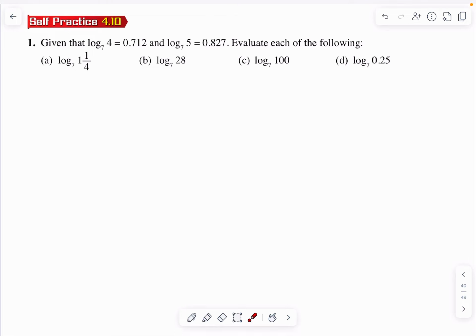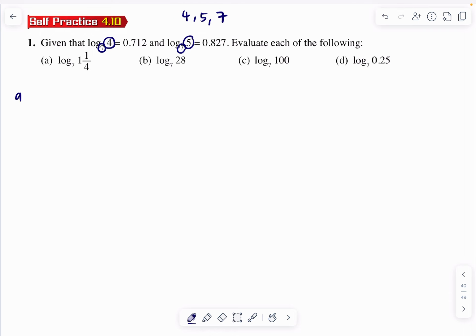Self-practice 4.10, question 1. Given that log 7 4 is this, log 7 5 is this, evaluate each of the following. Okay, so these kinds of questions, we can type in our calculator, but we can't. We need to use the values that they give to try to express these. So whenever you see these kinds of questions, we must first identify the numbers. We have log 7 4, log 7 5. So the numbers involved in this question will be 4, 5 and 7.